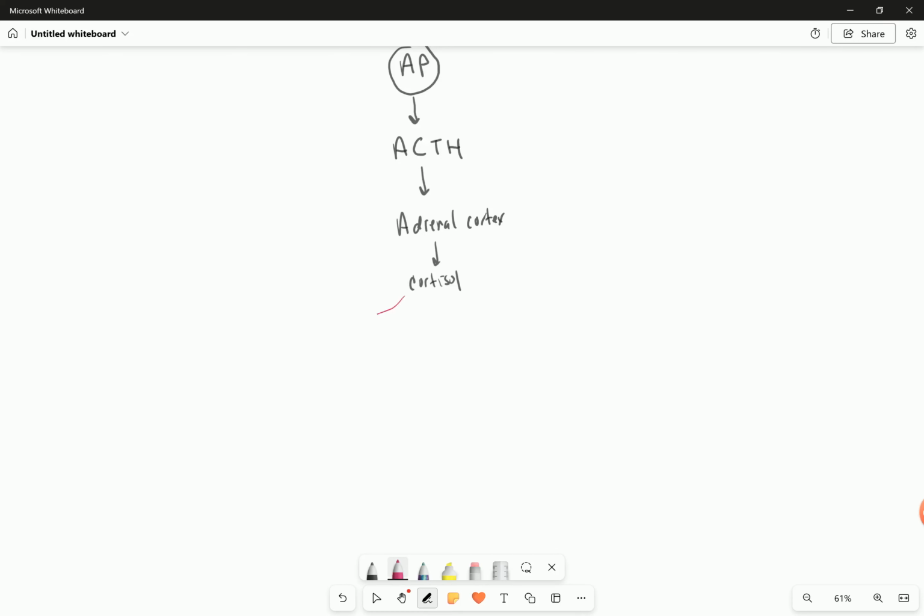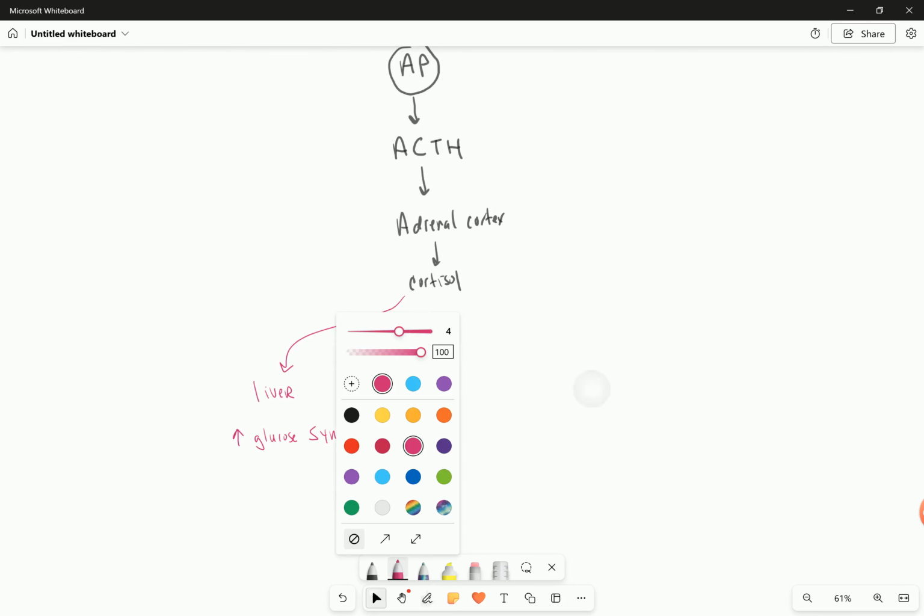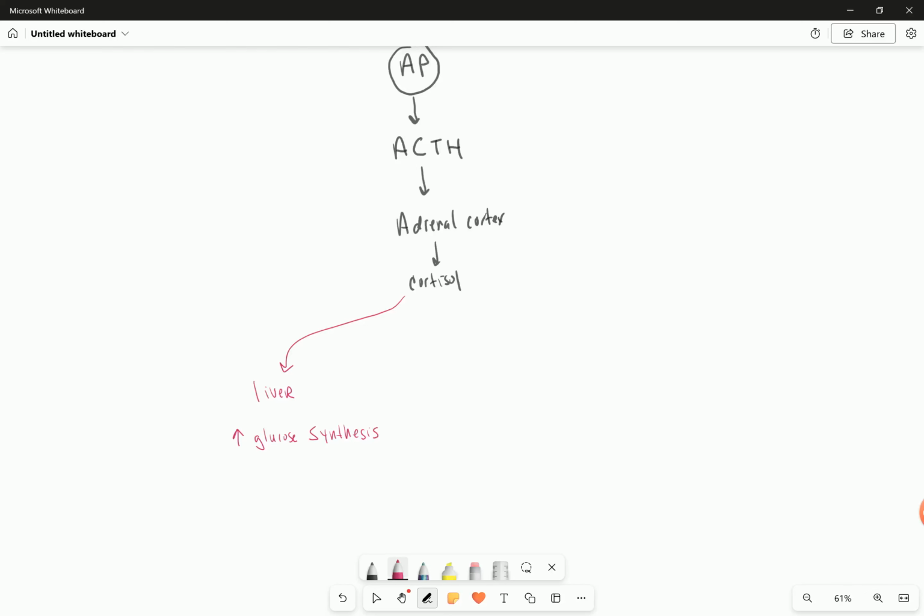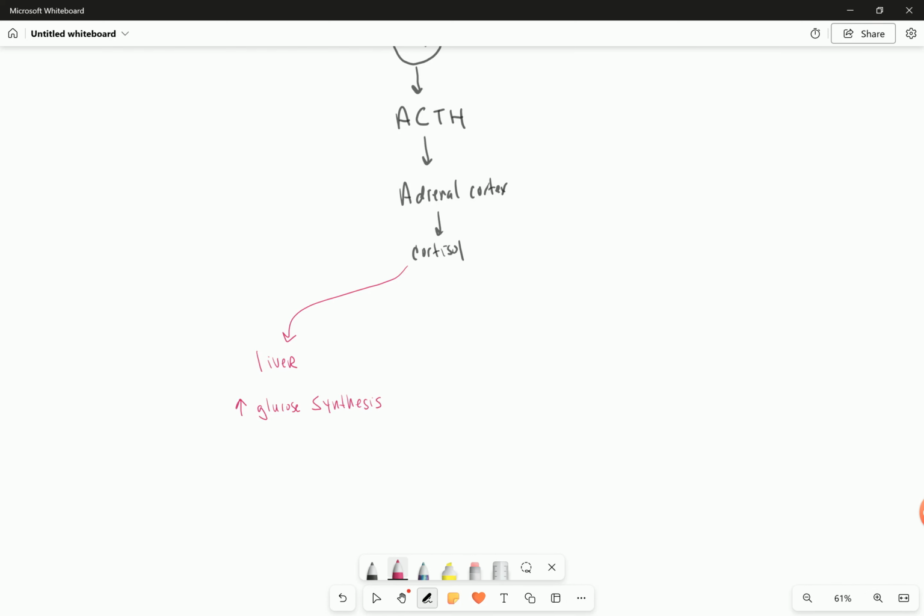If cortisol goes to the liver, then it's going to help with an increase in glucose synthesis. Side note on this, when you're stressed, cortisol is released. And it takes a lot of energy to go through that stressful situation, so you need glucose. Glucose is one of our energy sources. It goes deeper than that, but for time purposes for now, we're just going to stick with this.